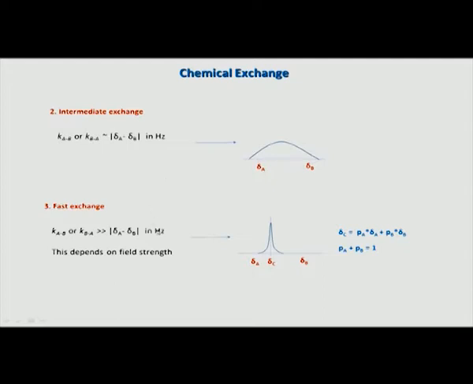Now, if you see from all the discussions till now, the slow exchange, the intermediate exchange and the fast exchange, all of these depend on the field strength, because look here, we are calculating in ppm. So, the chemical shift difference in ppm will not change, but when we calculate in hertz, it will change completely depending on where you are. So, if you are doing the experiment on 400 megahertz, it will be some one value, but if you go to 800 megahertz, it will be a completely different value.